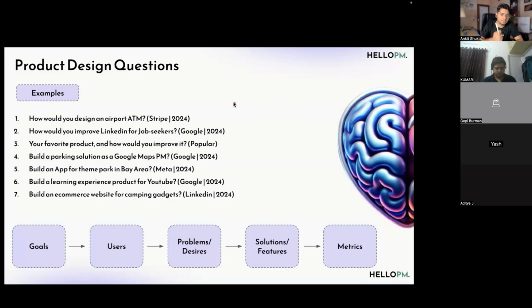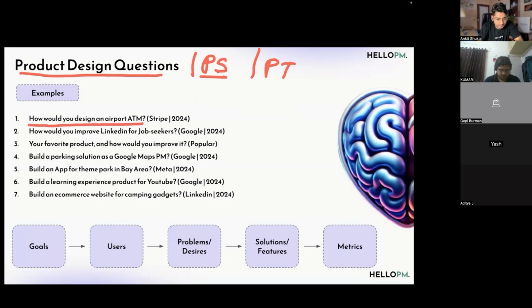Yes. Now, let's go ahead and talk about the first kind of questions. These are called product design questions, also called product sense questions, sometimes also called product thinking questions. And these questions are of this particular type. Questions such as, how would you design an airport ATM? This was asked in Stripe in 2024, last year. How would you improve LinkedIn for job seekers? Asked in Google 2024. Your favorite product and how would you improve it? Very, very common question asked in almost every company.